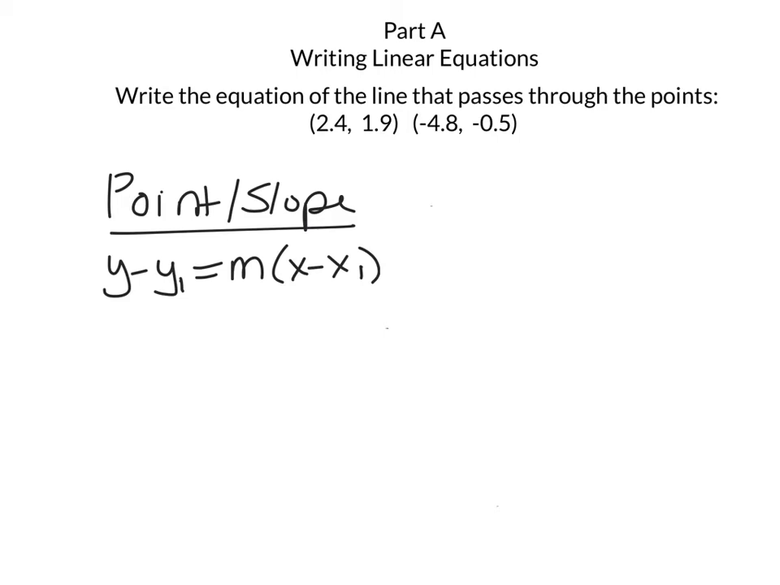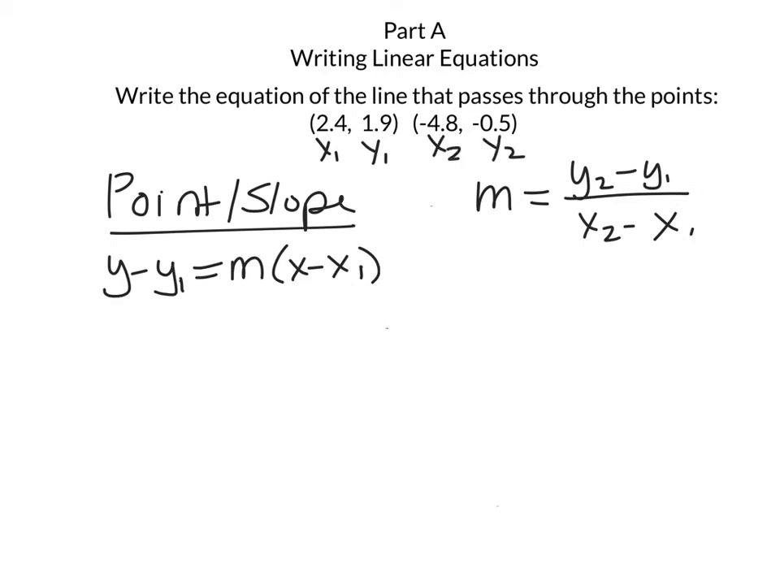You'll recall that slope is a ratio of the difference in y values to the difference in x values. So to find our slope, we'll take the coordinates of our 2 points. Let's call this one x1, y1, and this one x sub 2, y sub 2. We'll subtract those y values on top. That gives us negative 0.5 minus 1.9 in the numerator, and the denominator is the difference of your x values. So that second x value is negative 4.8, and then we're going to subtract 2.4, the first x value.